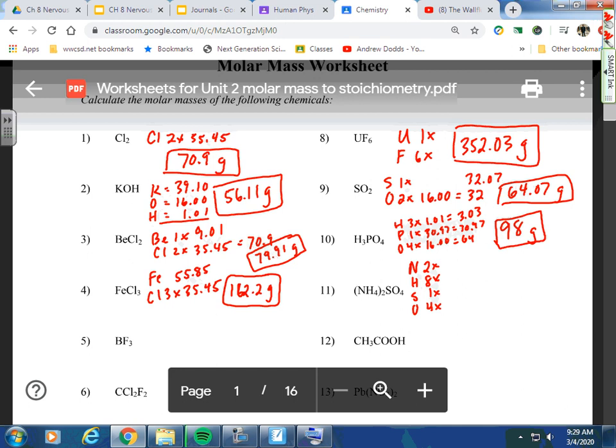All right, number 11. So nitrogen 2 times, each nitrogen is 14.01. So that's going to be a total of 28.02. Each hydrogen is 1.01, but there's 8 of them for a total of 8.08. Sulfur is 32.07, and there's just one of them. And oxygen is 16, and 4 times 16 is 64. So I got to add all those up. 132.17 grams per mole. All right. And I'm going to go ahead and erase this so I can move down to number 5.